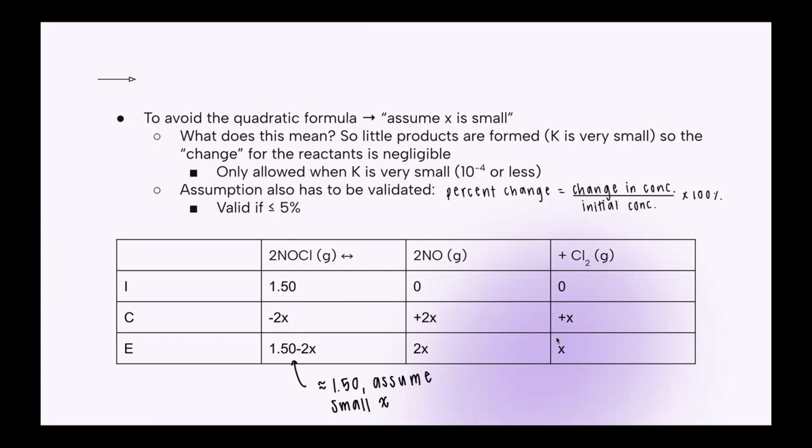So this only normally works if K is like 10 to the negative fourth or less, but we use the percent change formula in order to validate the assumption. And in order for the assumption to be valid, the percent change has to be less than or equal to 5%.